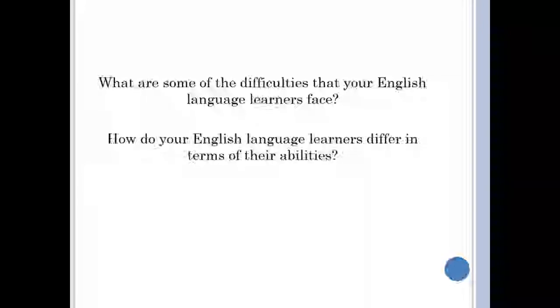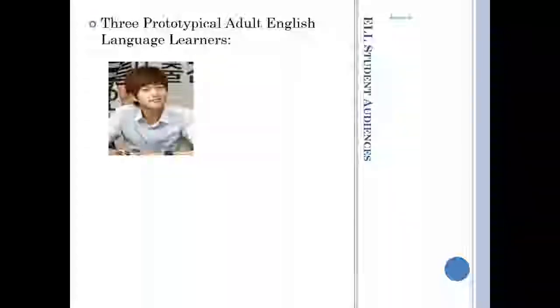So I want to tease all these things out and talk about how some of them align more with different audiences than others. So I want to talk about 3 prototypical adult English language learners. And I'll preface this by saying ESL students, or students who speak English as an additional language, are a very diverse group of students, and it's really impossible to make really strong generalizations, but there are some really helpful categories.